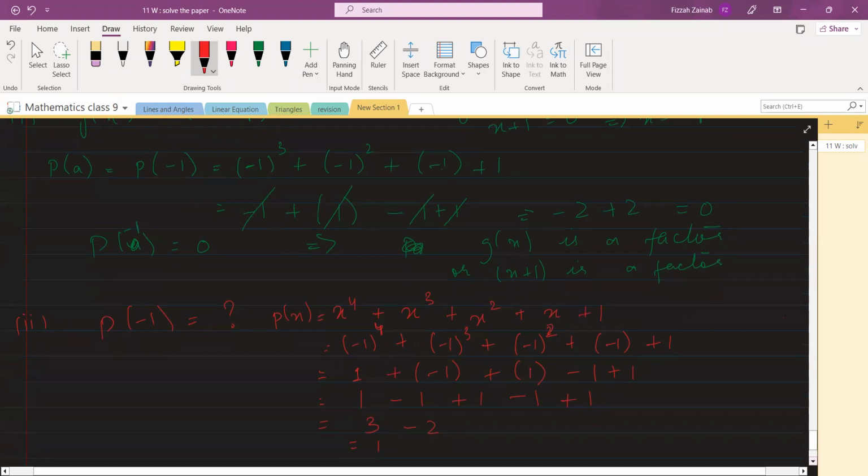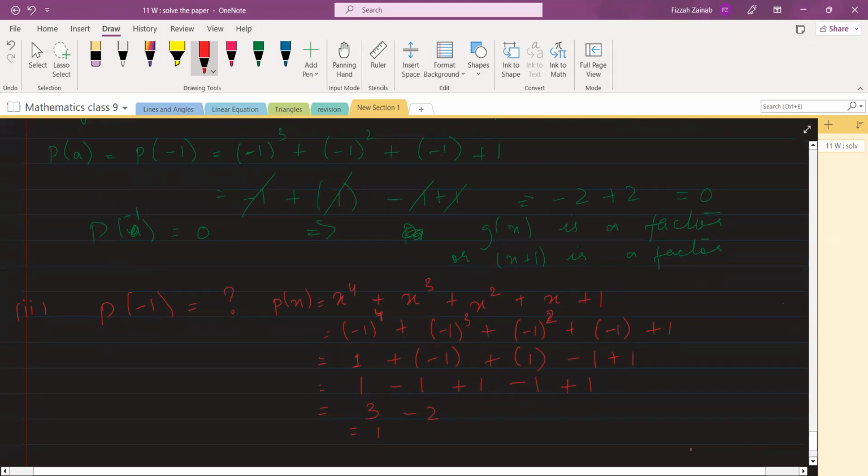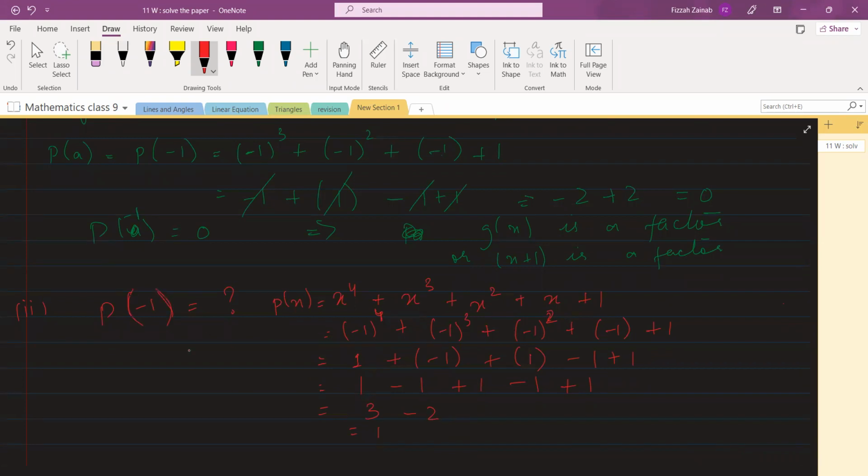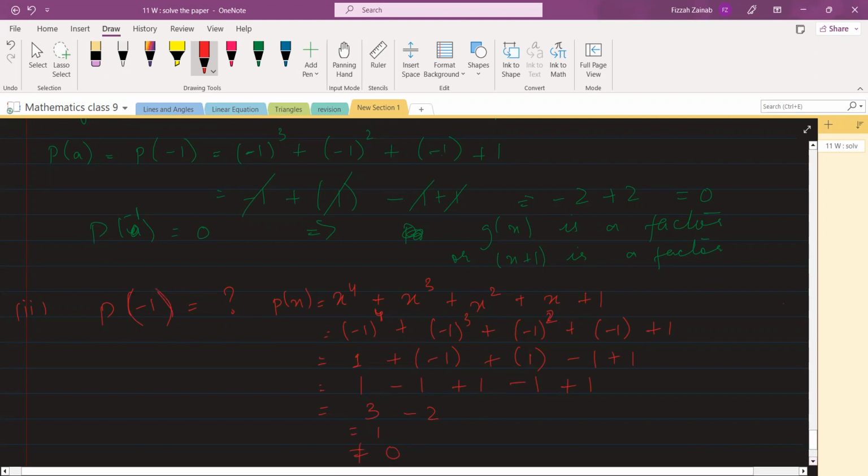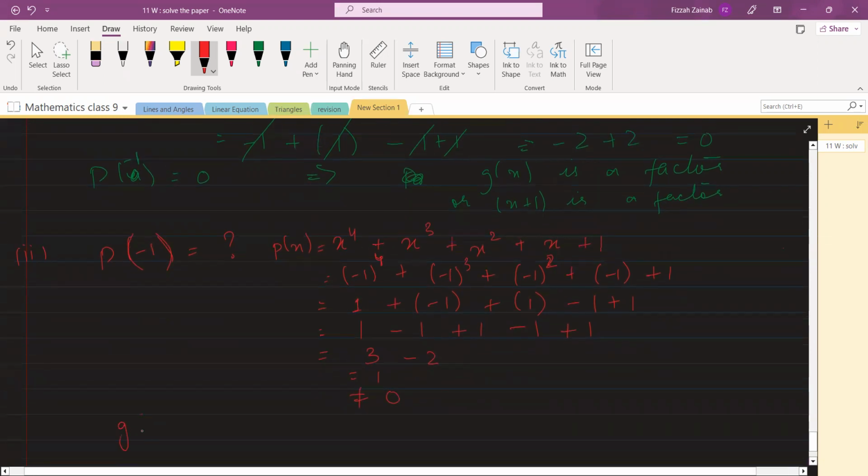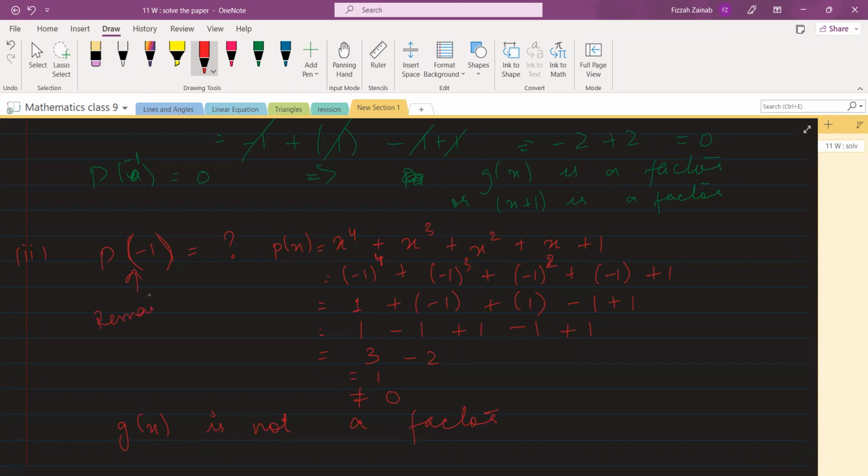Zeba, are you getting 1? Sorry, no. Actually, I'm having an issue. Yes, I'm getting one. You are getting 1. So that means it's not equal to 0. Clear? So in this case, your g of x is not a factor because your remainder, this is what? This is the remainder, right? Yes, ma'am. Okay, so that means your remainder is not 0.